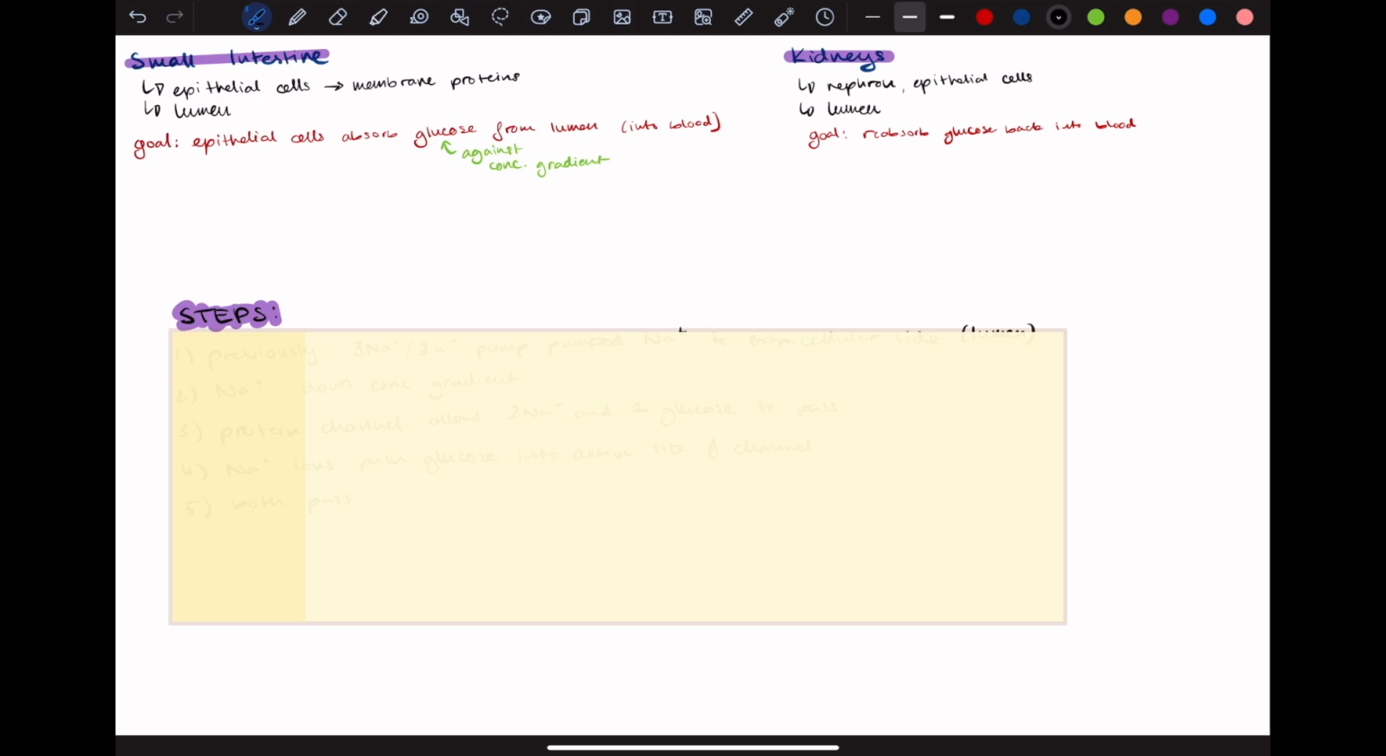And the goal of the small intestine is for the epithelial cell to absorb the glucose from the lumen and then into the blood. And in this case, glucose is going against the concentration gradient because we want to absorb all of the glucose, which, again, goes against the concentration gradient. So at one point, we'll be pumping glucose into our cells when there's already a higher concentration of glucose in our cells than in the lumen. And the goal of the kidneys is pretty much the same, except we're reabsorbing the glucose, again, back into the epithelial cell and then into our blood.